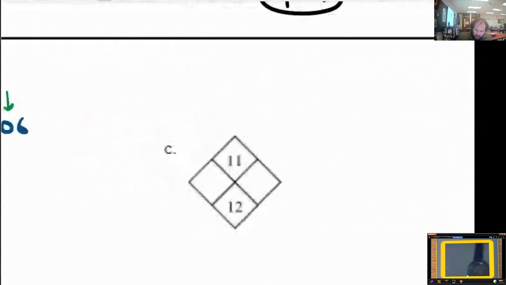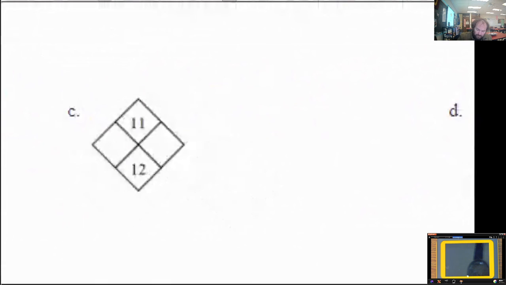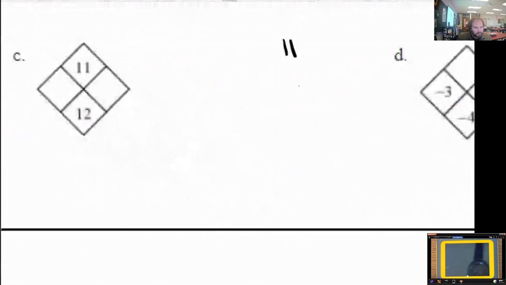Over here on question C, now we're getting tricky. We don't know what the two numbers are, but we do know they multiply to 11. The nice thing there is that 11 is what's called a prime number. Only two numbers multiply to 11, and that is 1 times 11. And thankfully enough, 1 plus 11 is 12. So 1 and 11. That's all you need.